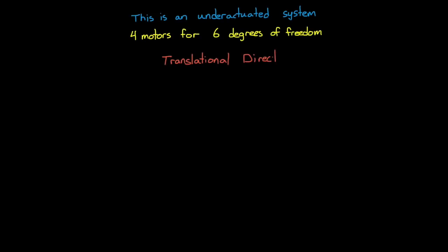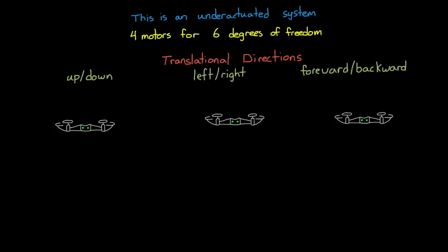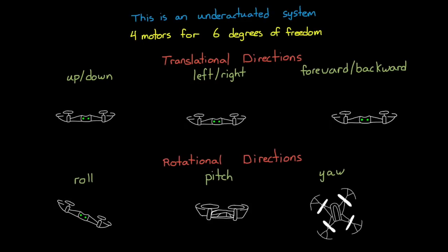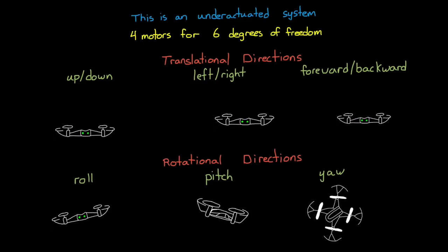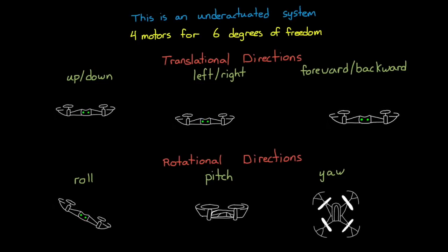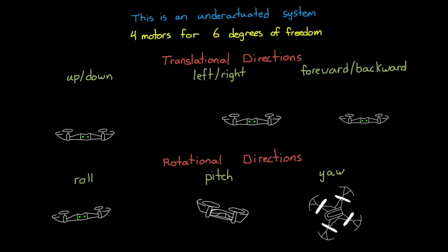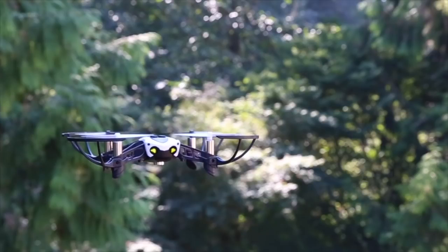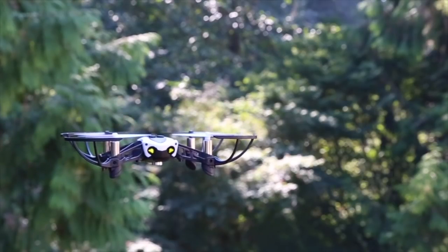The first thing we should notice is that this is an under-actuated system. We only have 4 actuators, but we have 6 degrees of freedom: 3 translational directions, up and down, left and right, forward and backwards, and 3 rotational directions, roll, pitch, and yaw. And since we don't have an actuator for every motion, then we already know that some directions are uncontrollable at any given time. As an example, our mini-drone is not capable of moving left, at least not without first rotating in that direction. And the same goes for forward and backward motion as well.